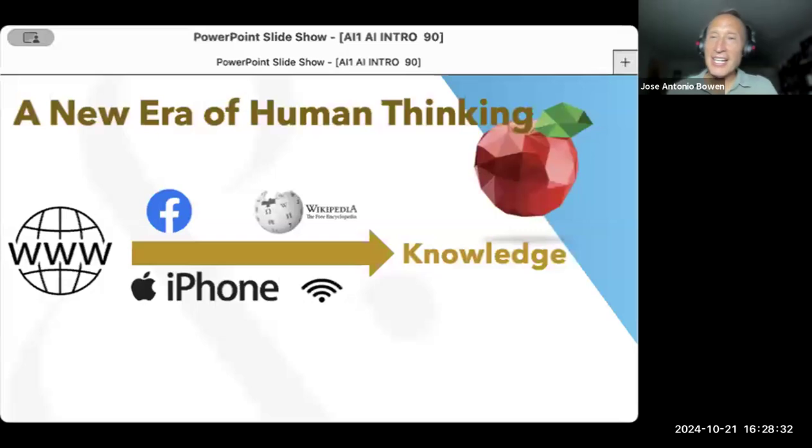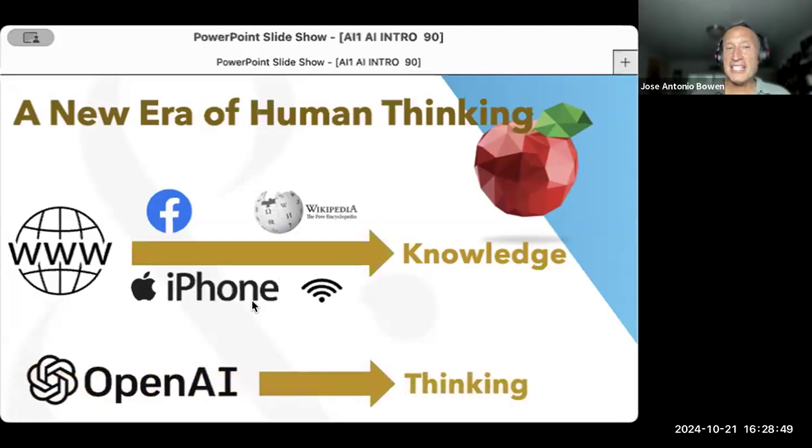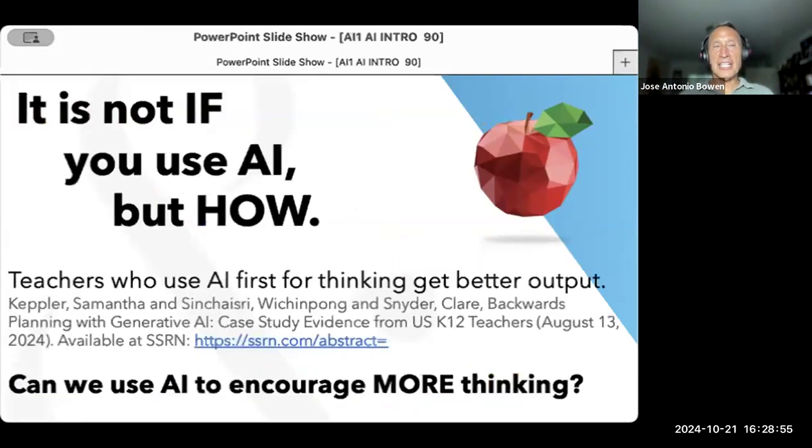Remember the internet? We went from a world where knowledge was scarce, but mostly reliable, to a world where knowledge was abundant, but mostly unreliable. And we had to change the way we think. We had to change the value of skepticism. And so now we're having the same thing with thinking again. And so, again, these are scary thoughts, but I'd like us to think about how we start.